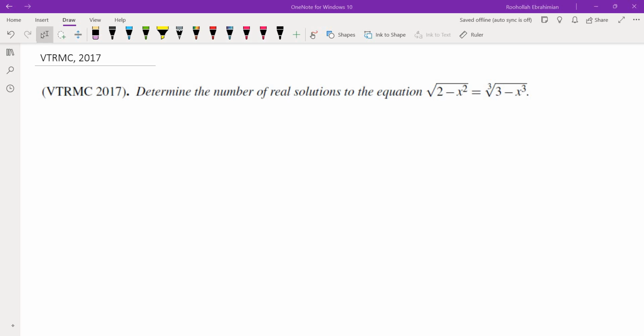The very first thing that comes to my mind is that perhaps we would have to just take both sides, raise them to the power of 6, and then go from there. If you do that, on the left you are going to get (2 minus x squared) cubed, and on the right you're going to get (3 minus x cubed) squared. If you expand this one, you're going to get a huge mess. You're going to get an equation of degree 6, and solving that equation and understanding the equation involves some calculus, and even that would not be very simple.